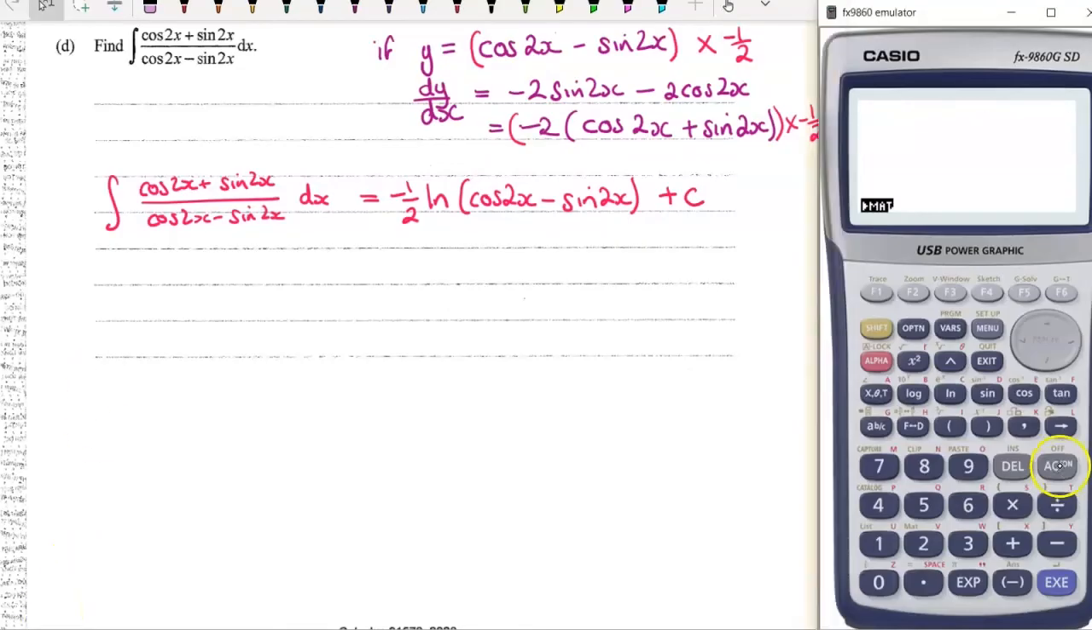Now that was a really tricky one. It was difficult for me to spot that first time going through. So don't beat yourself up if you don't spot it so quickly. These ones come with a bit of practice. The other thing you can do in the exam is once we've got this, differentiate it and check that it comes back to that, and you'll find that it's equal.